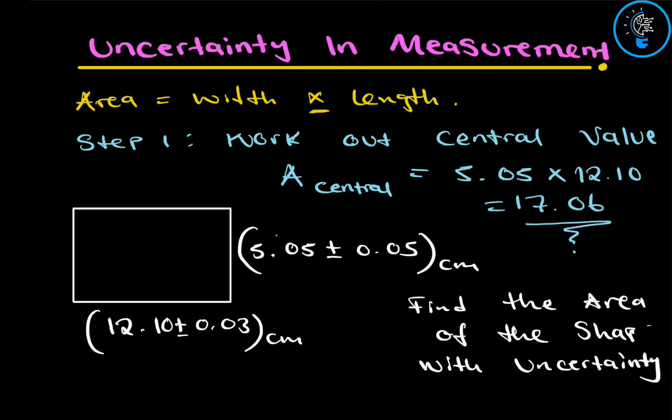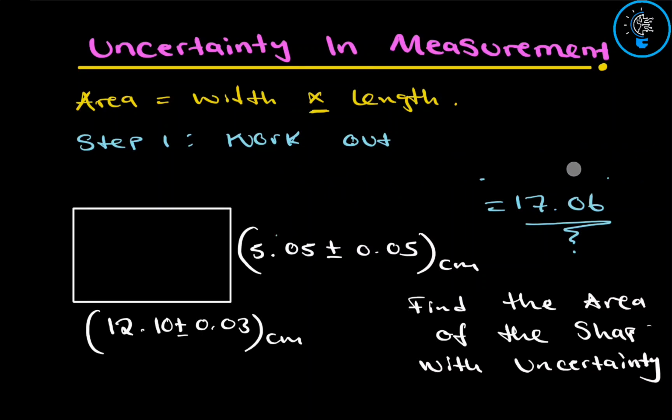Now let's find the uncertainty part of our answer. So to find the uncertainty in this question, I'll get rid of these things. This time we are saying step 2, let's work out uncertainties.